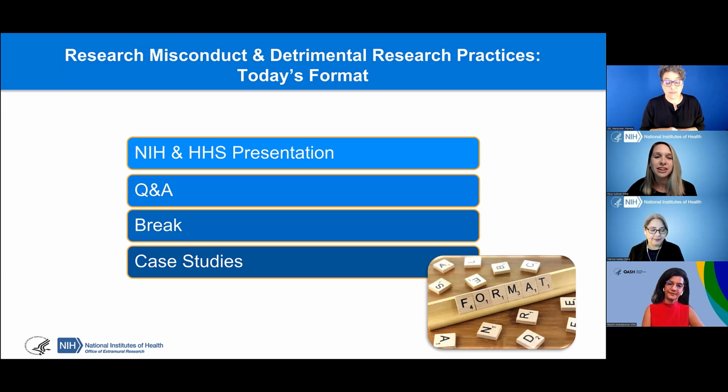Our speakers will be sharing valuable policies and processes and guidance related to research misconduct, followed by some good time for Q&A. We'll then take about a 5-minute break, and then we'll move on to the case study portion of the event. We're going to be presenting some interesting scenarios and case studies to test your knowledge and allow for some discussion. So with that, Dr. Valdez, I will turn this over to you.